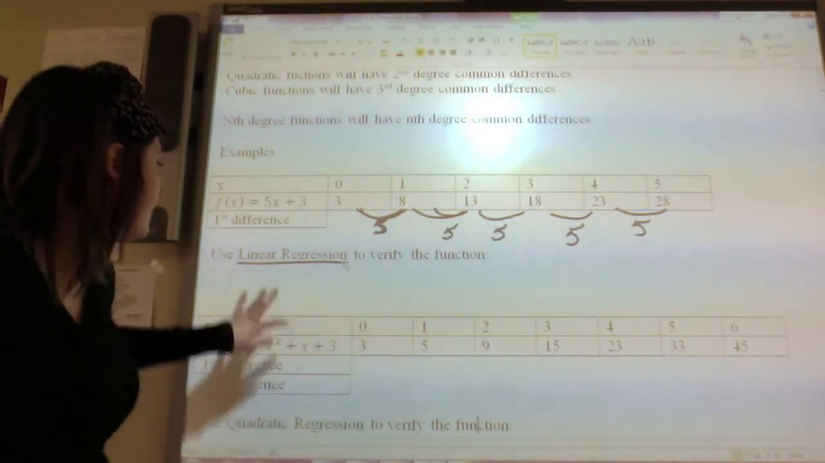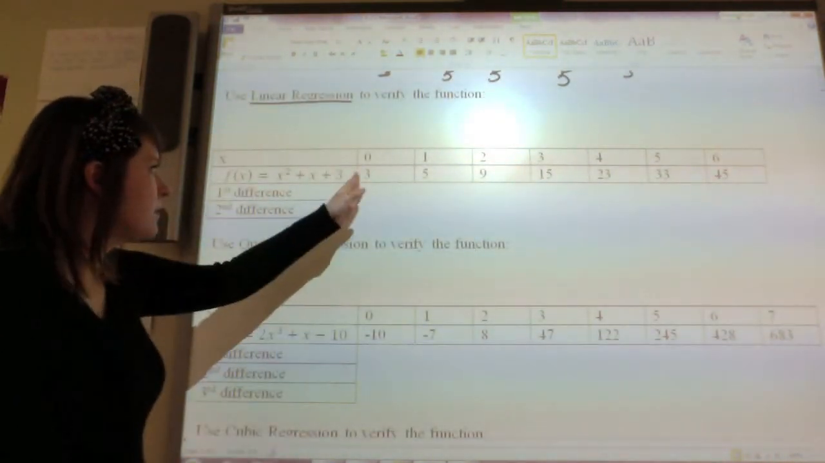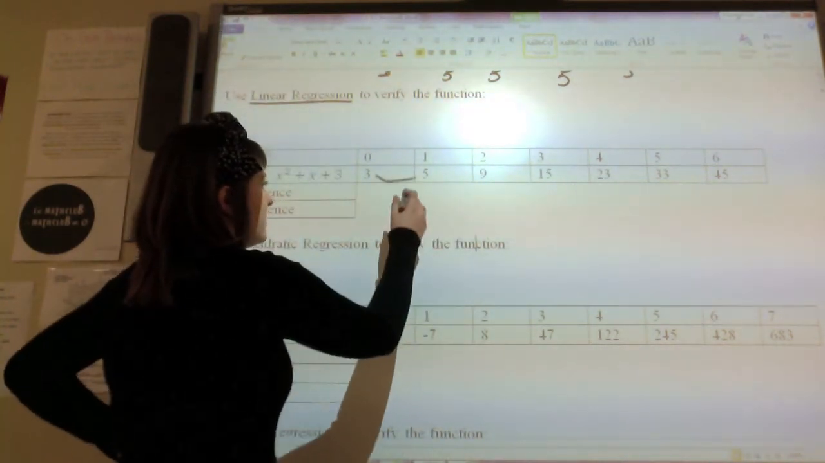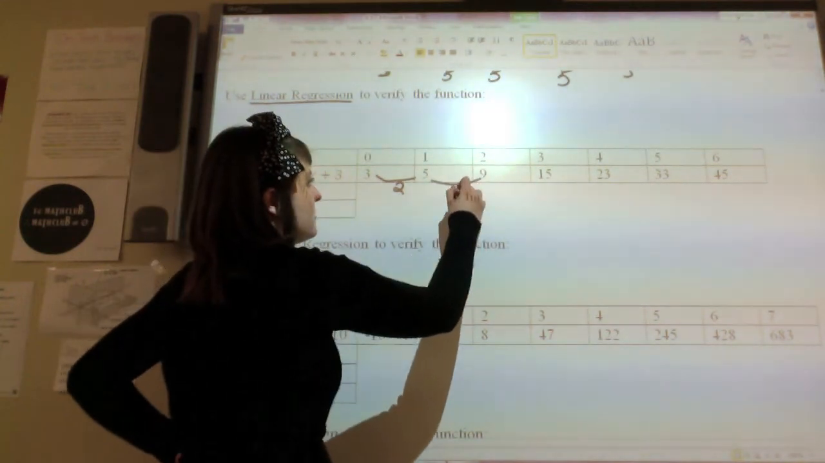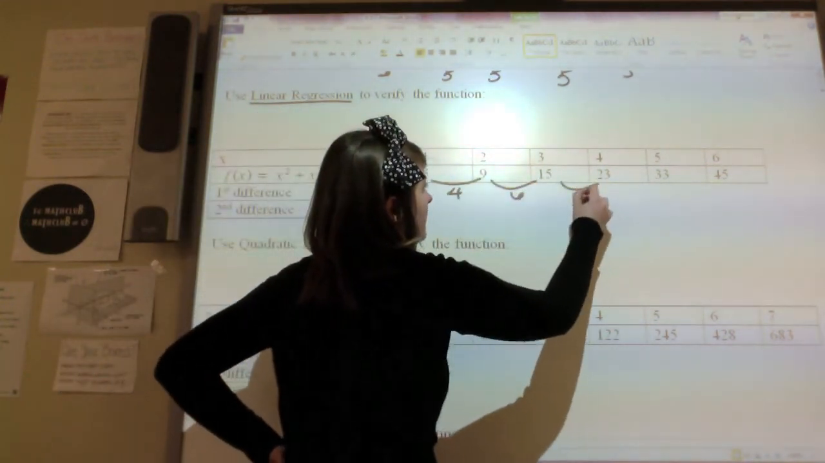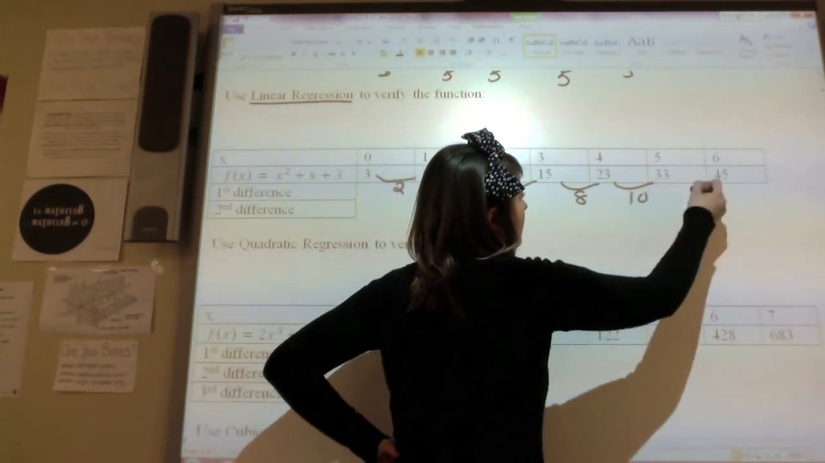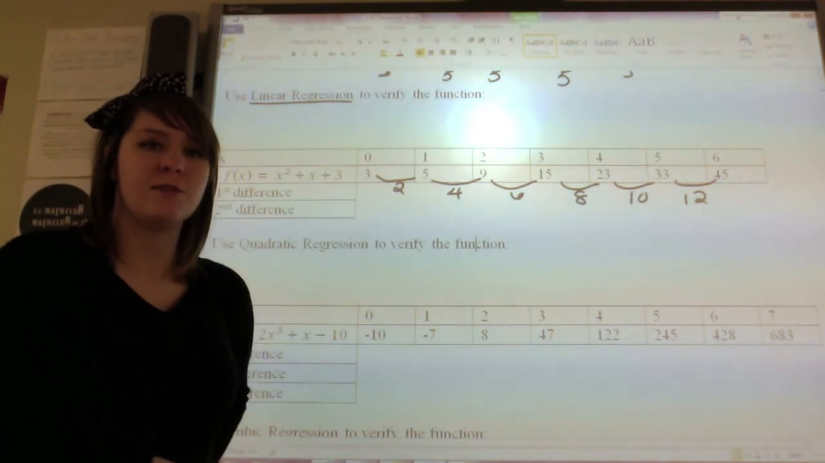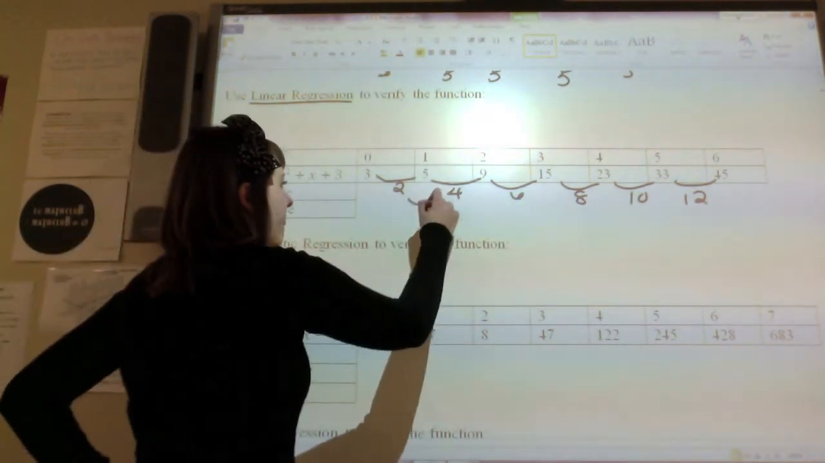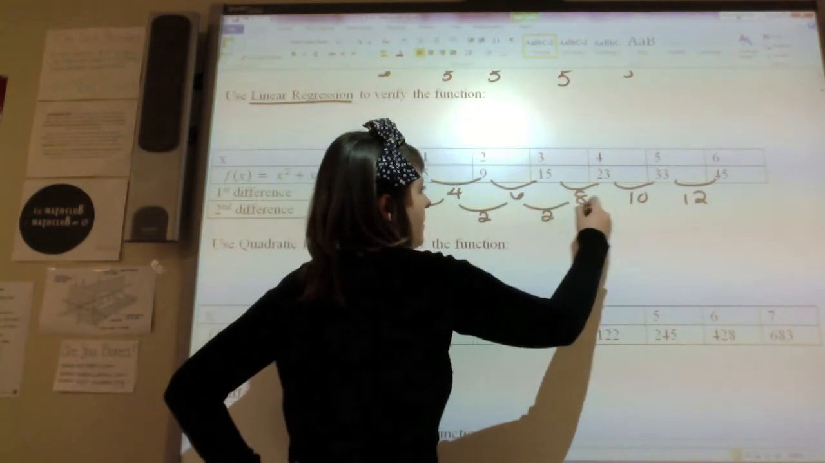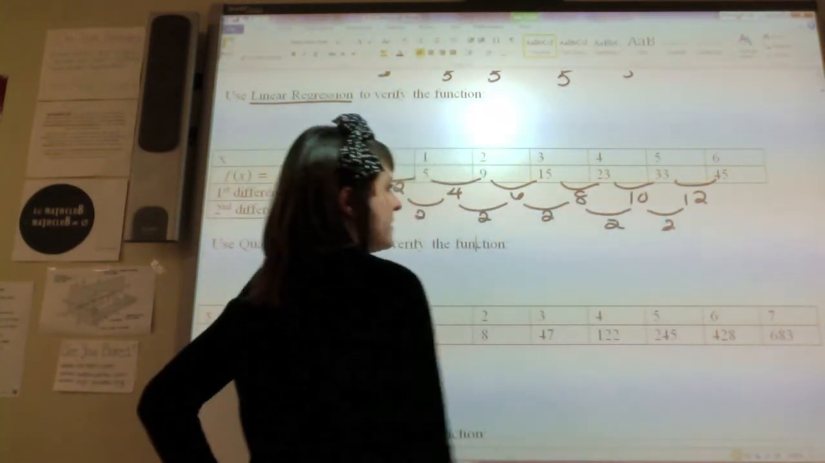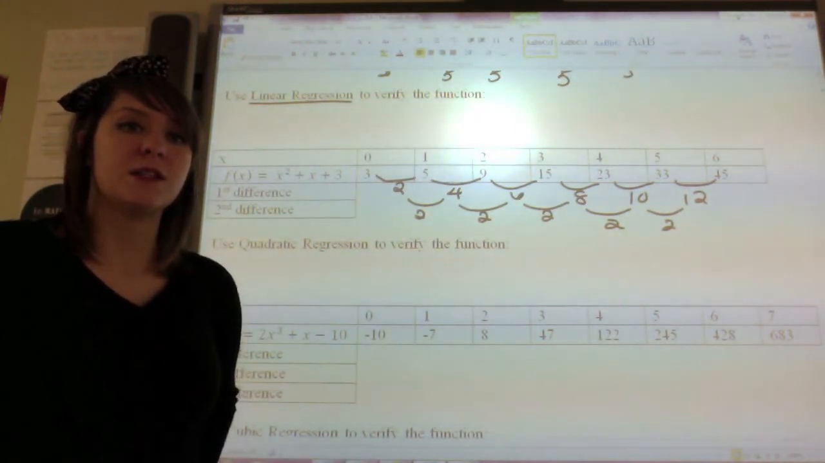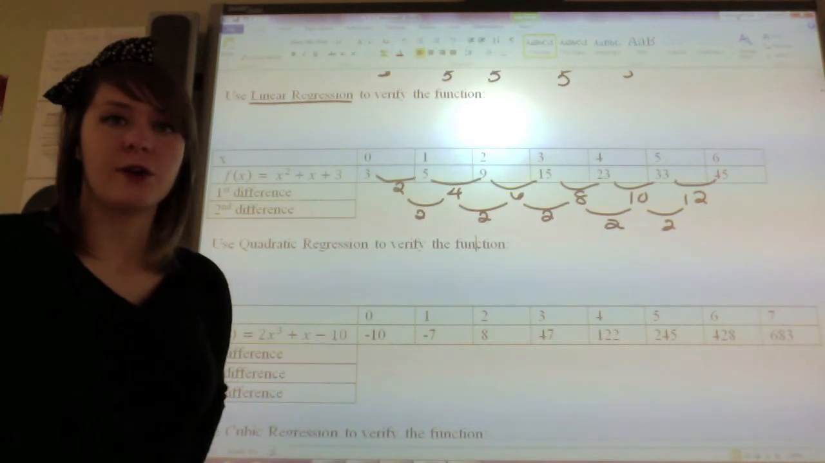All right, next up, we've got 3, 5, 9, 15, 23, 33, 45. So I'm just going to start finding my differences. So this difference here is 2. This is 4, 6, 8, 10, 12. Okay, so I don't have a common first degree difference, so that means I need to keep going. So I just continue to find differences, and I notice that my second difference is constant. So that means that this is going to be a second degree function or a quadratic.